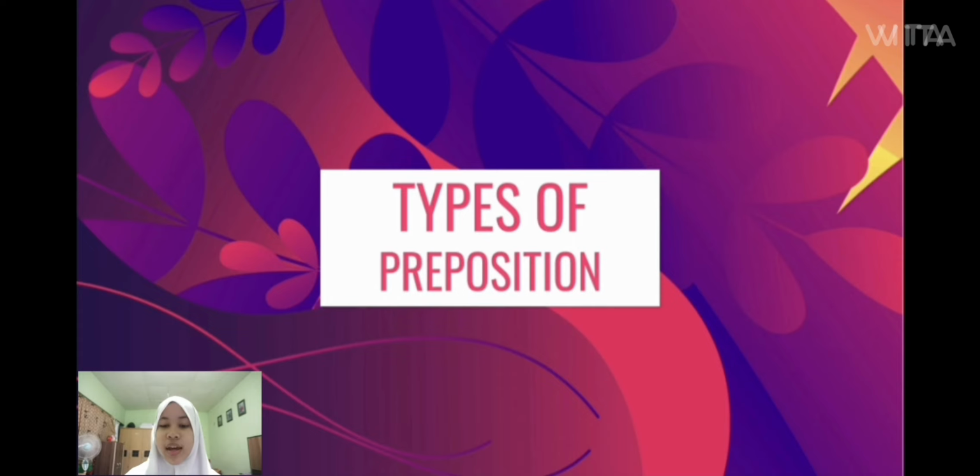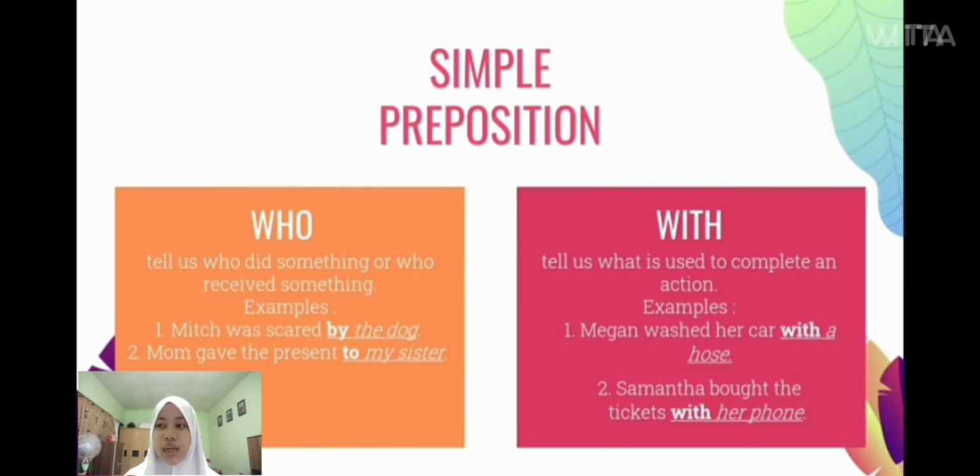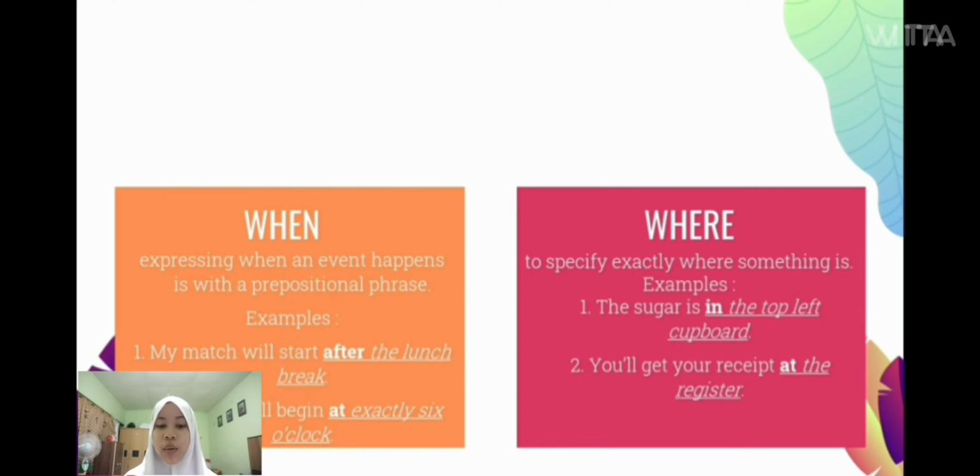Types of preposition. Simple preposition. Who: tells us who did something or who received something. Examples: 1. Mitch was scared by the dog. 2. Mom gave the present to my sister. With: tells us what is used to complete an action. Examples: first, Megan washed her car with a hose. 2. Samantha brought the tickets with her phone.